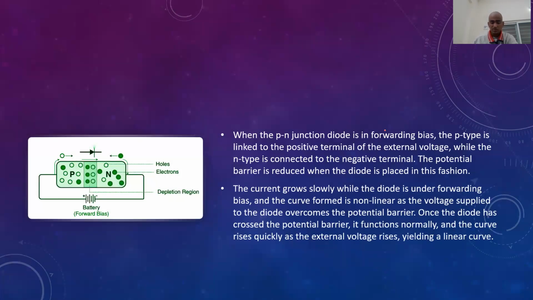When the PN junction diode is forward biased, the P-type is linked to the positive terminal of the external voltage, while the N-type is linked to the negative terminal. The potential barrier is reduced when the diode is placed in this fashion. The current grows slowly while the diode is under forward bias. The curve formed is non-linear until the voltage supplied to the diode overcomes the potential barrier. Once the diode has crossed the potential barrier, it functions normally and the curve rises quickly as the external voltage rises.